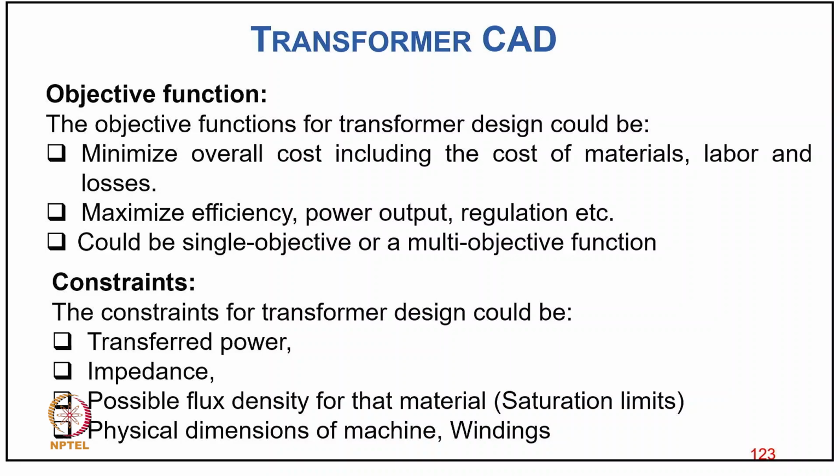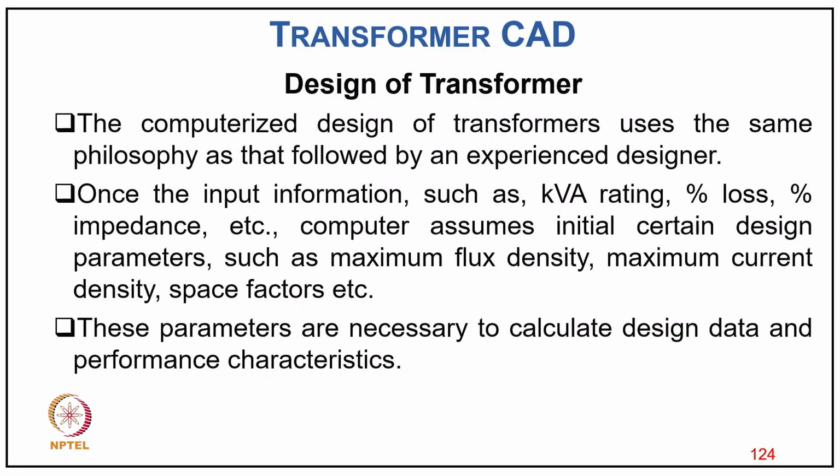The constraints for transformer design could be transformer transferred power, impedance, possible flux density for that material, like a saturation limit, and physical dimensions of the machine like winding. Now the design of transformer.